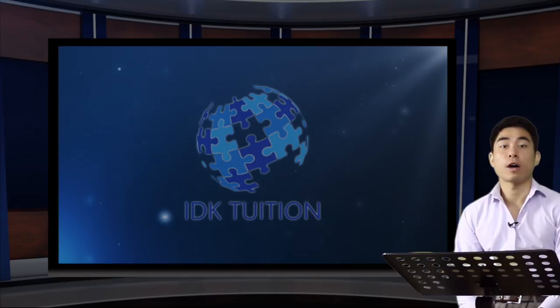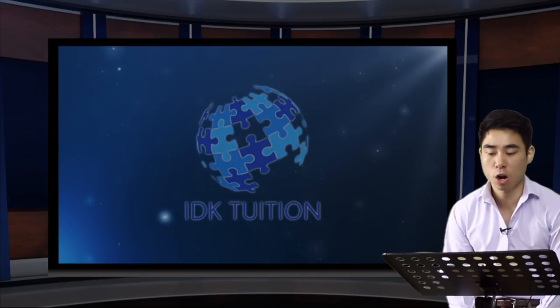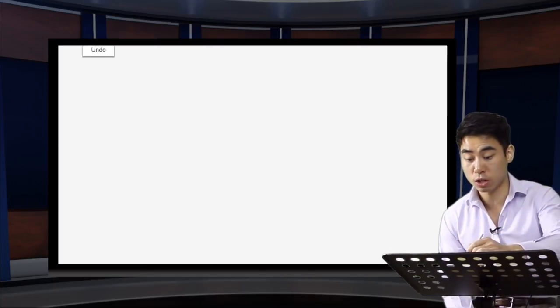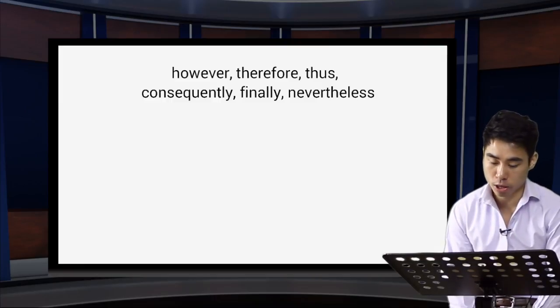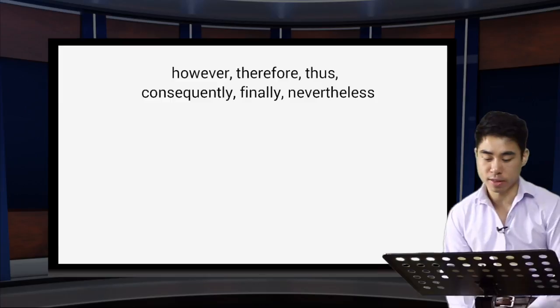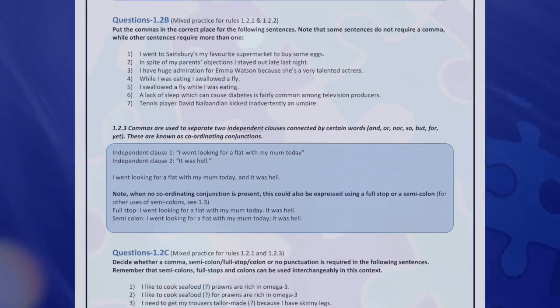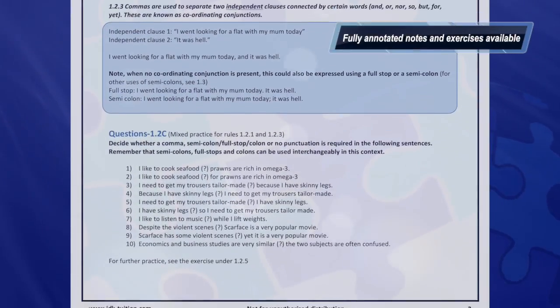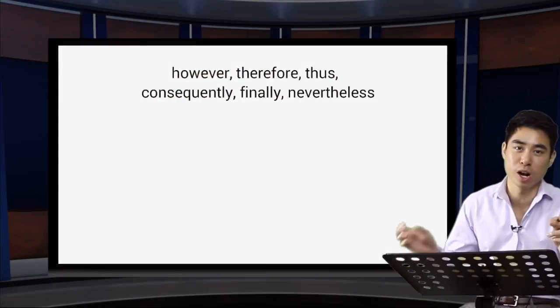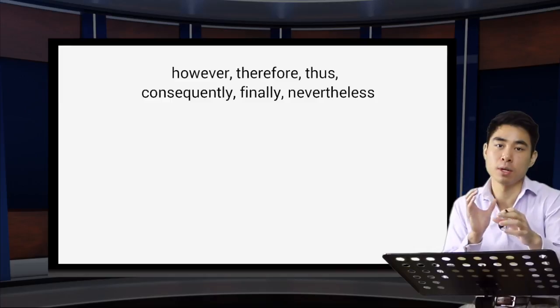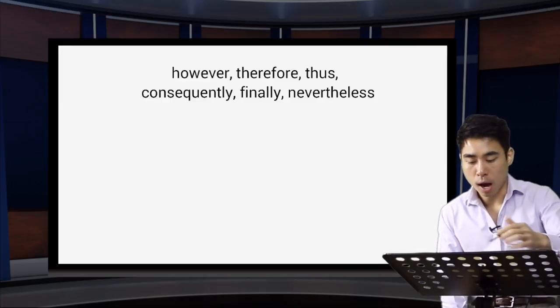So we're going to go on to look at further uses of the semicolon, and in order to do so we need to introduce you to a new set of words. So here they are: however, therefore, thus, consequently, finally, nevertheless. And this set of words, they're known as your conjunctive adverbs. So very similar to your coordinating conjunction, these words kind of transition in between two clauses.